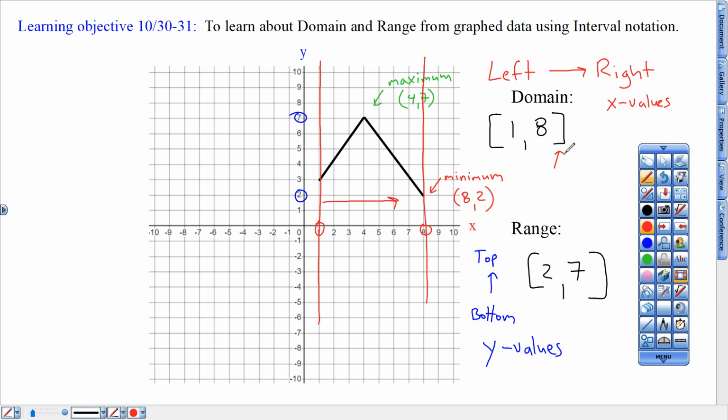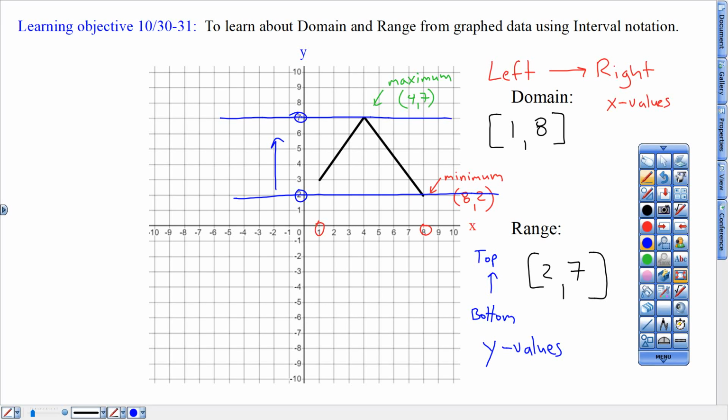When I do the range, which is bottom to top, I look at where the bottommost part of that graph goes all the way up to the top part of that graph where that data goes. So you can see it's going from 2 up to 7 on the y-axis. I use the y-axis numbers. So again, that's where I'm getting those numbers.